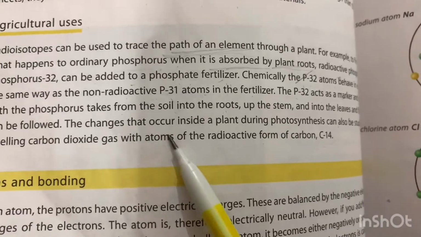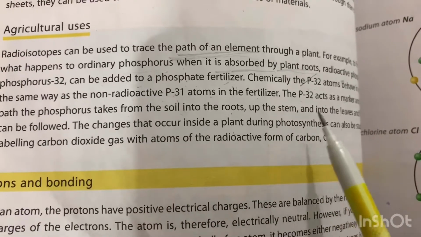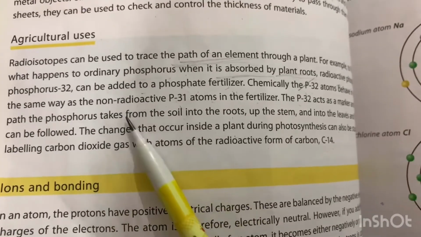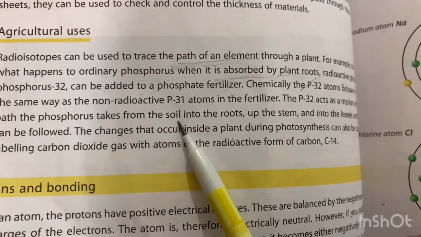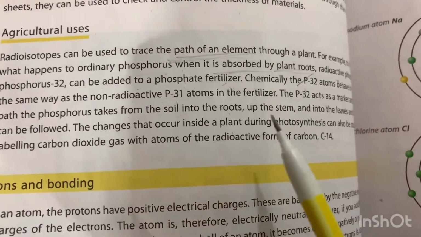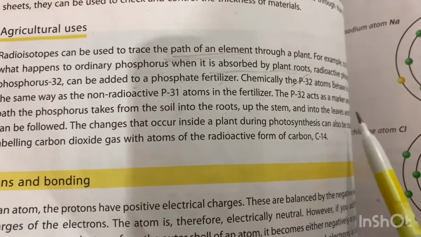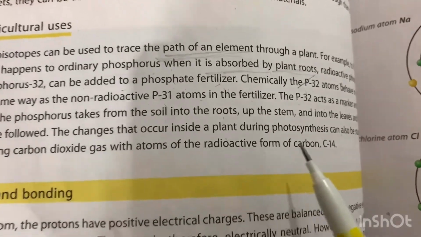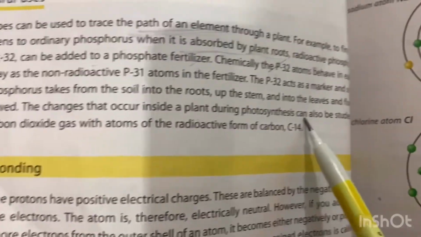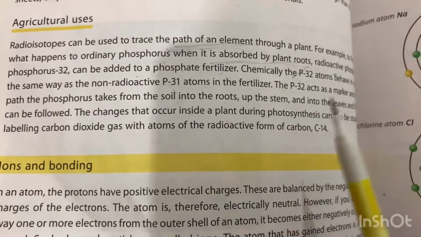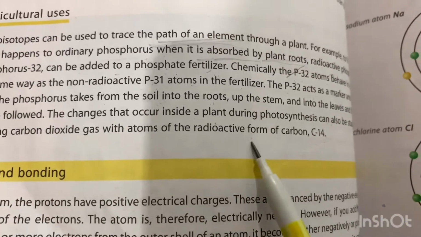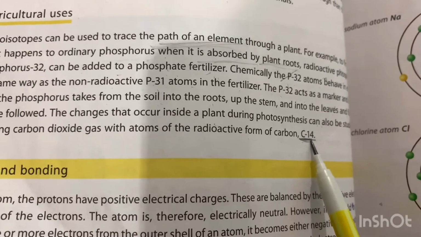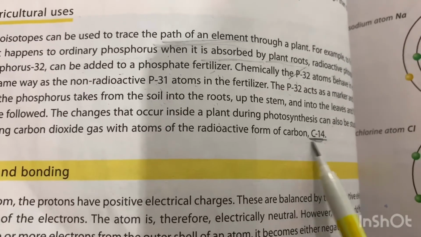The changes that occur inside a plant, this whole process, it worked as a marker, and the path of the phosphorus taken from the soil, right from the ground, into the roots, up the stems, then to the leaves and then the flowers, the entire process, can be followed. The changes that occur inside a plant during photosynthesis can also be studied by labeling carbon dioxide gas with atoms of the radioactive form of carbon, that is C14, because we said that C14 is the radioactive isotope because it is unstable.